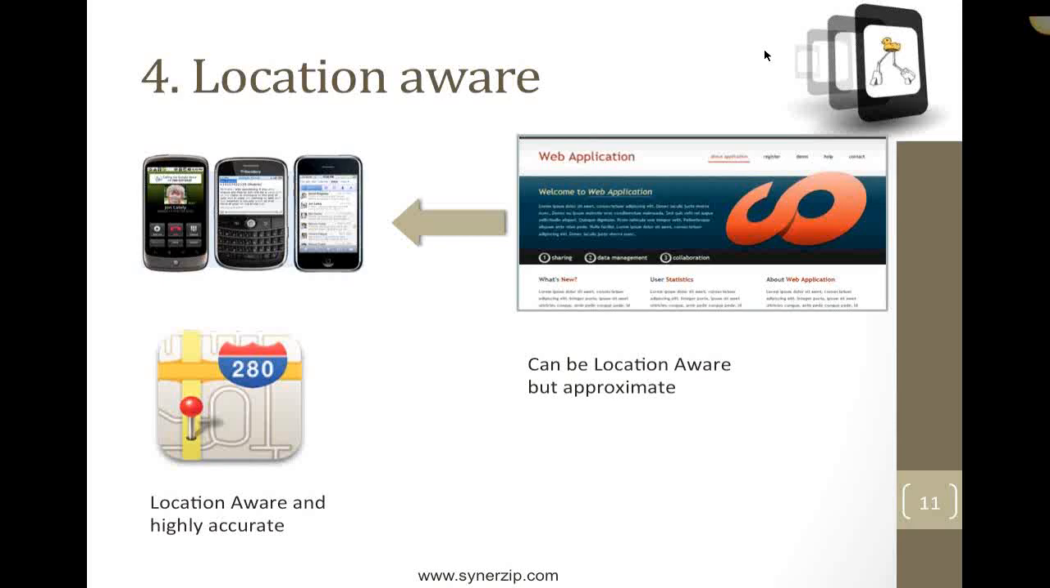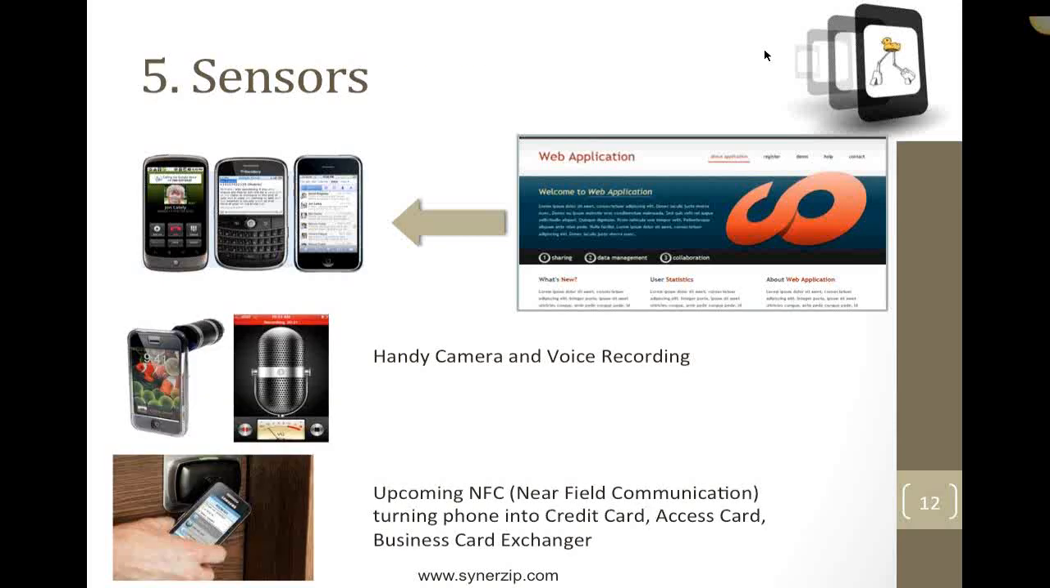Also, mobile phones are getting more and more useful with the number of sensors they have. A mobile phone will have a camera, it will have a voice, and more or less NFC is becoming a reality. There are a couple of Android phones which have this new technology called NFC, near field communication. This technology will turn your mobile phones not only into a credit card or an access card, or even a business card exchanger. That's a very interesting thing which is coming up. So in future you will see more and more technologies, more and more sensors being added to mobile devices.